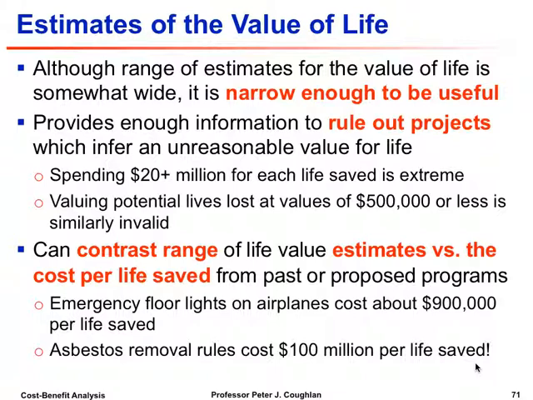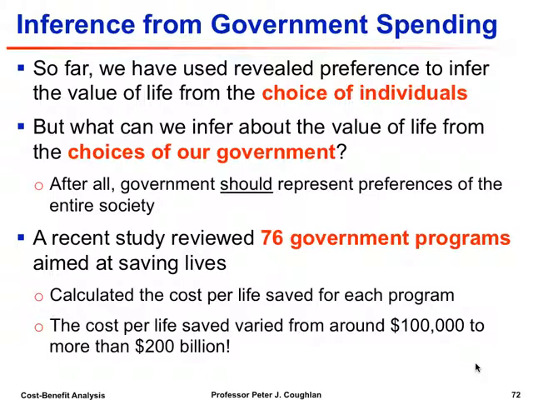Whereas asbestos removal costs about $100 million per life saved. Right? Those are some big differences. One costs 100 times as much. One, we're spending significantly less than the value of a life to save a life. The other, we're spending significantly more than the value of a life to save a life.